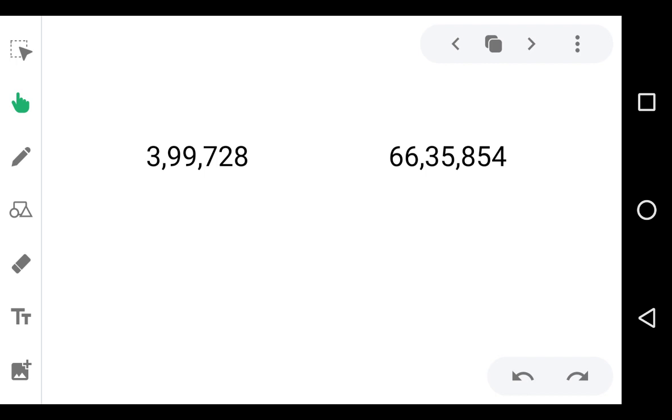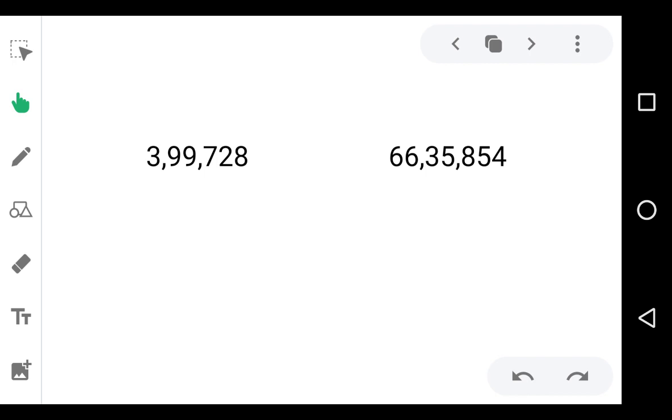We take one more example. See here, this is a 6-digit number and this is a 7-digit number. So which number is bigger and which is the smaller? Obviously the 6-digit number is a smaller number.